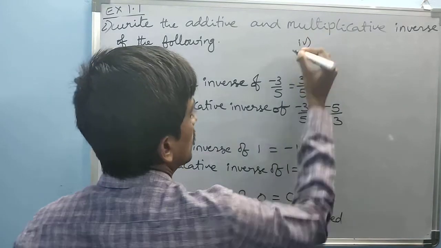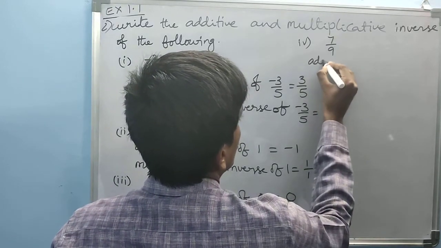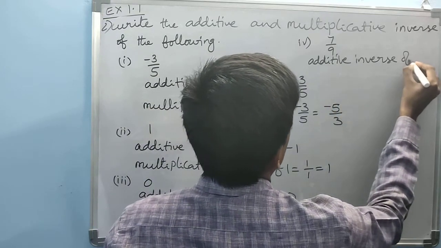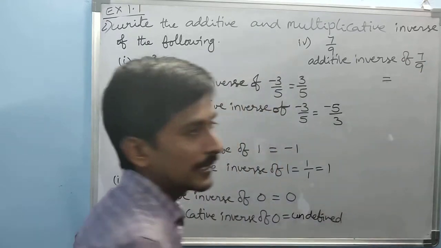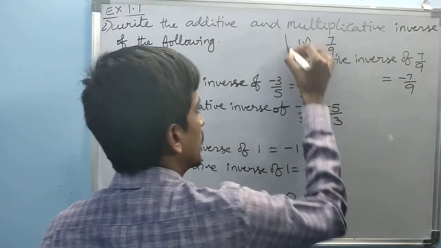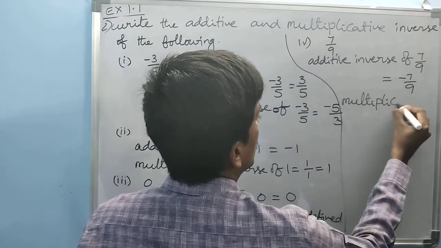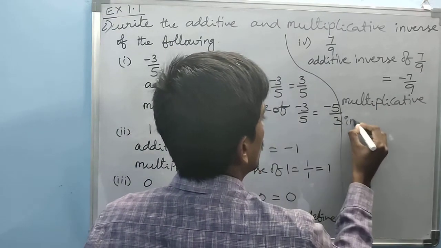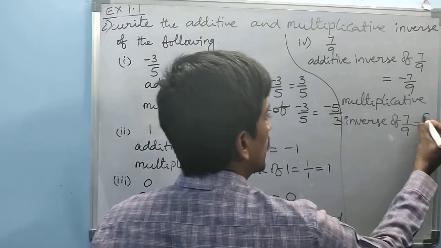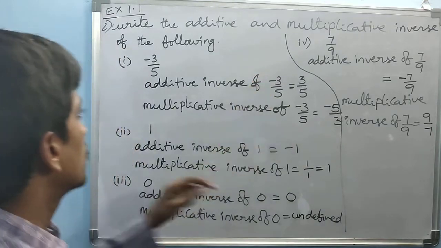Next, fourth one, 7 by 9. Additive inverse of 7 by 9 equals, additive inverse means symbol change, minus 7 by 9. Multiplicative inverse of 7 by 9 equals the reciprocal, 9 by 7. That is the fourth sum.